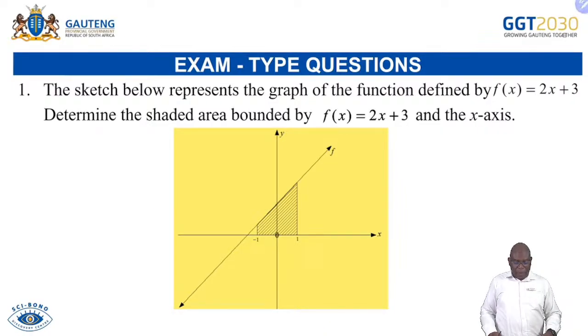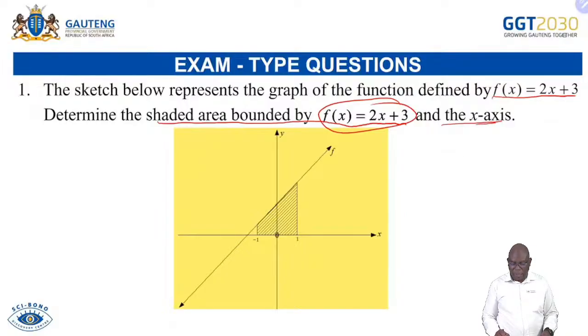Okay, welcome back. Now, you can see all those questions are exam type questions, taken from past papers, and this is how the questions are set. Now, the sketch below represents the graph of the function. We must read the statement every time. This function is represented by f of x equals 2x plus 3. Determine the shaded area bound by the curve or the graph and the x-axis.